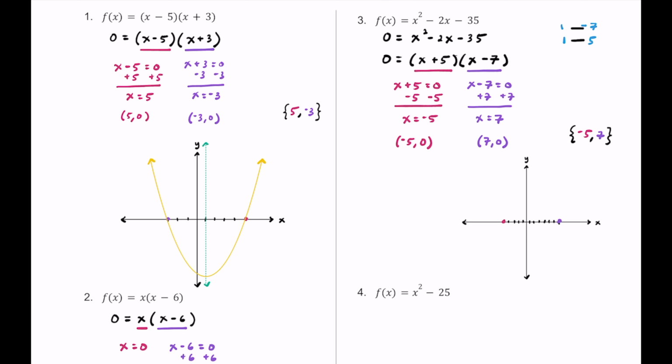Okay. In terms of where the AOS would be, well, this is negative 5 and positive 7. So those are 12 apart. So halfway would be 6 apart. So 7 minus 6 is 1, or negative 5 plus 6 is 1. So our AOS will be at x equals 1.